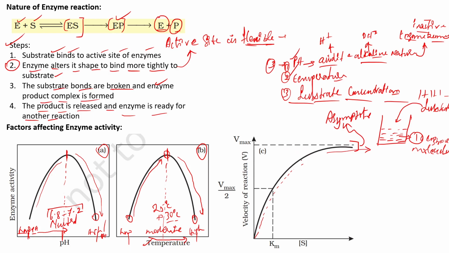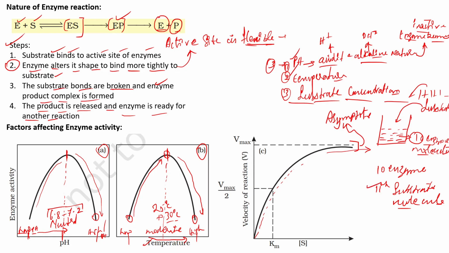So why did the reaction go stagnant? Because if I go on adding substrate molecules, more and more enzyme molecules are being engaged. But we know that there are only 10 enzyme molecules. If I add the 11th substrate molecule, do you think there will be any reaction? No, there will be no reaction, because there is no free enzyme molecule present in the reaction.